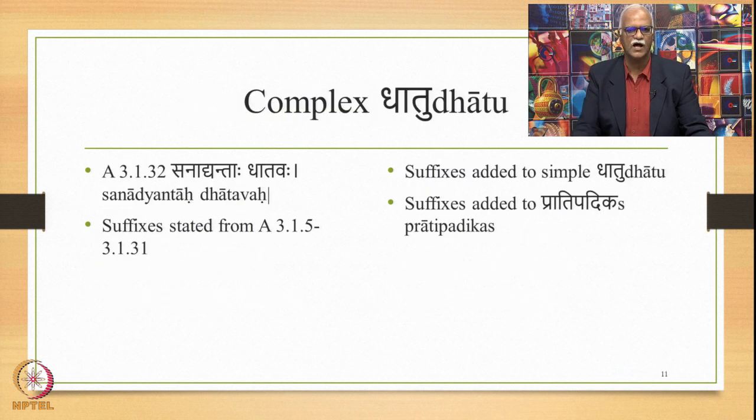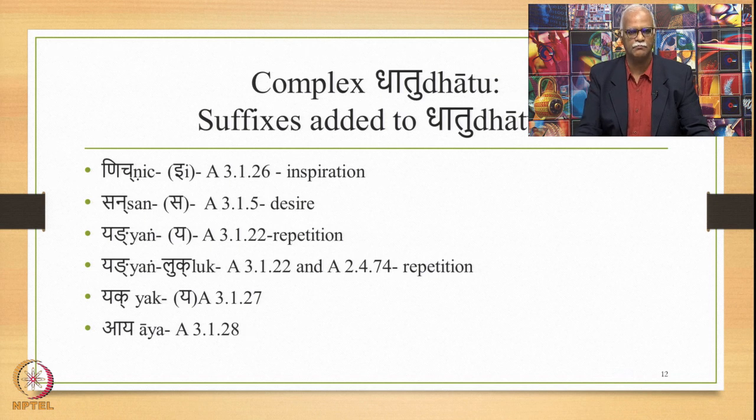The complex Dhatus are Sanadyanta Dhatavah, stated by this rule, that is, suffixes stated from 3.1.5 to 3.1.31. Now these suffixes are again of two kinds. There are certain suffixes which can be added to simple Dhatus and we can form a complex Dhatu. And the second type of suffixes are such which can be added to Pratipadikas and they can be converted into Dhatus. Let us look at them.